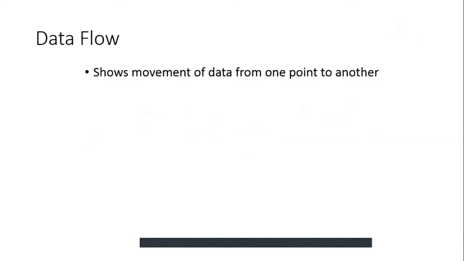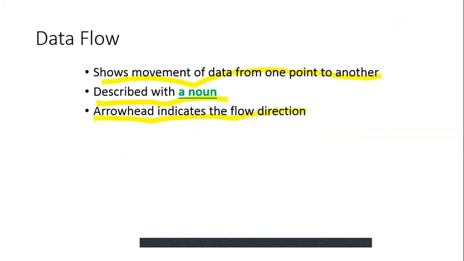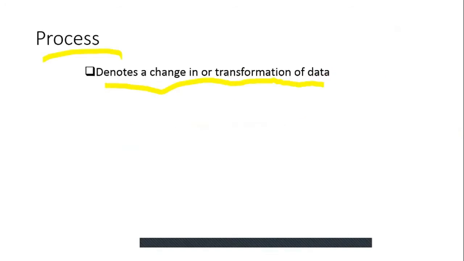Data flow. Data flow is represented by an arrow, and it shows the movement of data from one point to another. It is described with a noun. The arrowhead indicates the flow direction.